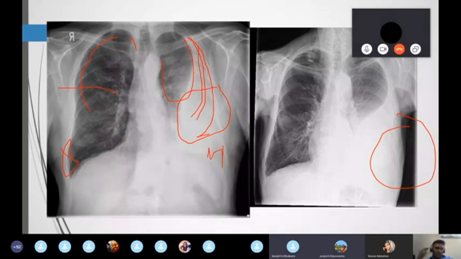Hope you understand, Manjari. That is the point you have to keep in mind: only fluid can cross the fissure. That's the reason we can never call this consolidation. See here also, you can see the fluid. Yes, that is the only important point, to differentiate consolidation from pleural effusion. Only fluid crosses the fissures.